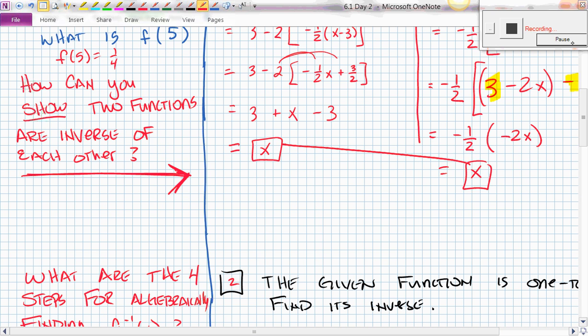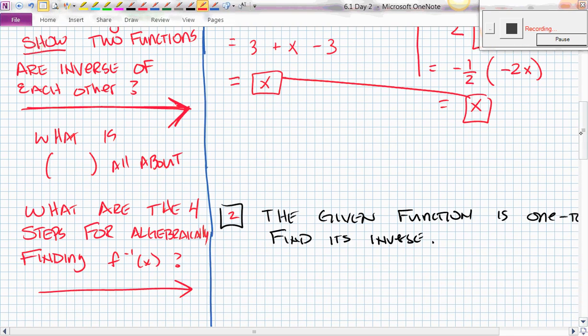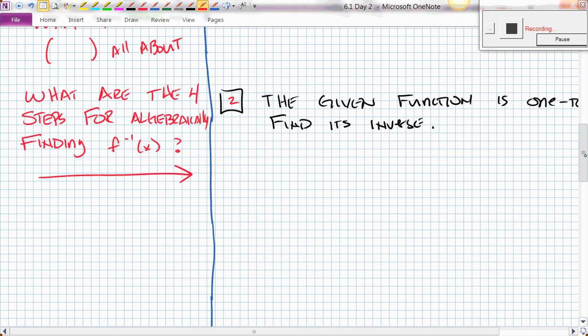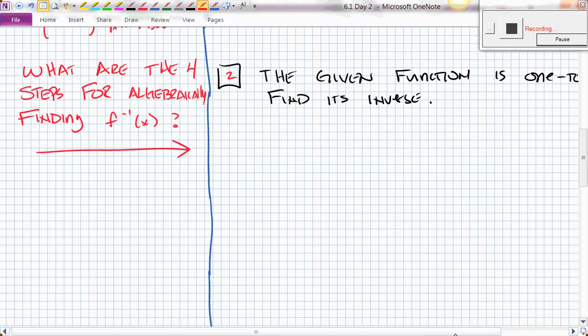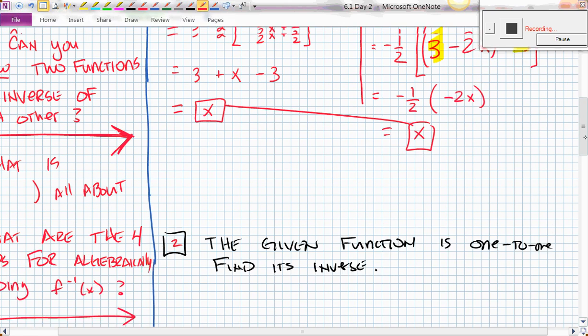So f of g of x and g of f of x are indeed equal to x themselves. All right, that was a journey that we just had. Very interesting. Great adventure there. Do you guys need that one some more? Okay.